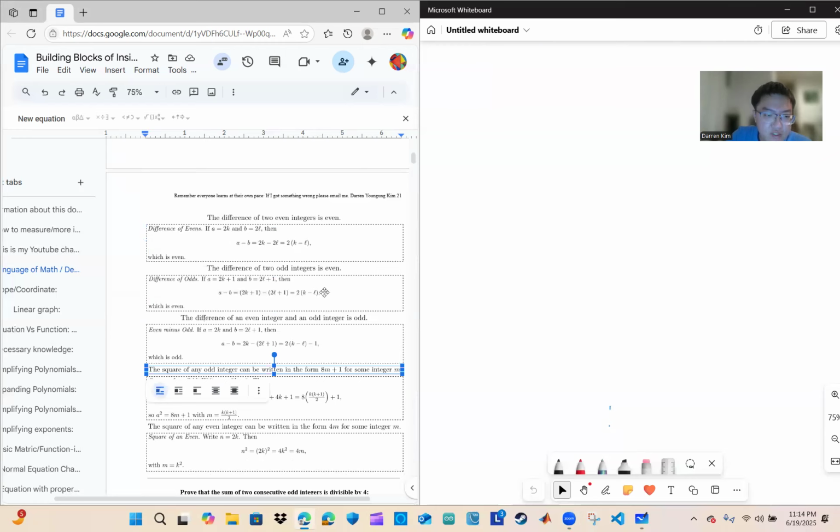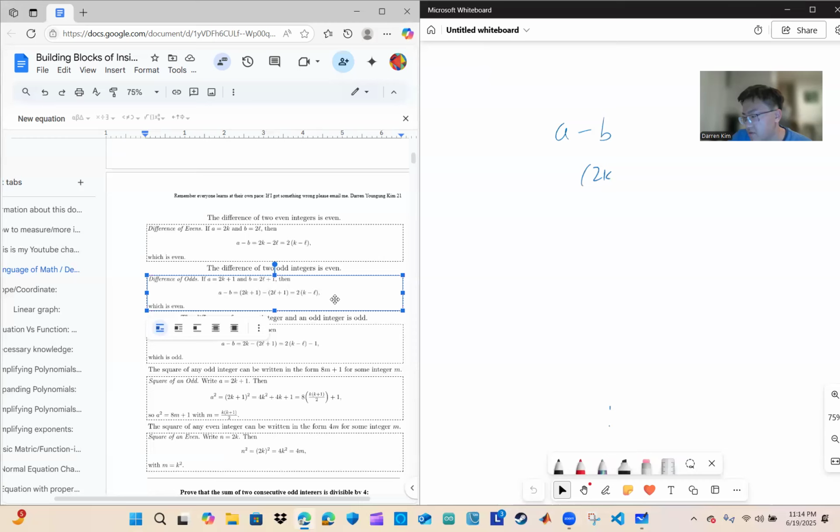So next is the difference of odds, which gives you kind of the same thing. It's even, and you kind of get why, right? The ones just cancel out, basically. Minus 2l plus 1. You see this thing cancel out, so you just get 2k plus 2 minus 2l, which is 2 times (k minus l). It's the same thing as with addition, but you just have a difference in sign, literally.